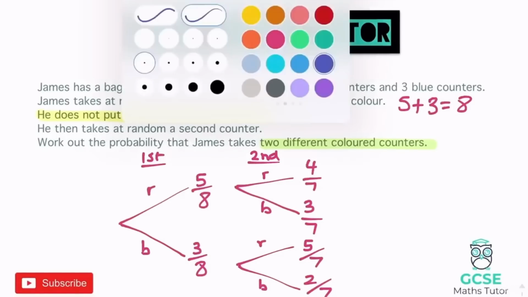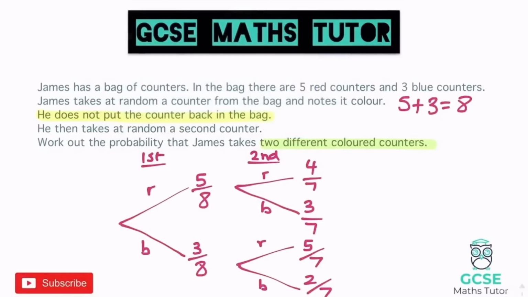Now, looking at the routes, it says 2 different colours. So we have 2 options again there. We could have a red and then a blue, and that goes through 5/8 and 3/7. So again, we're going to multiply those together. So 5/8 multiplied by 3/7 gives us 15 on the top and 56 on the bottom, 8 times 7.